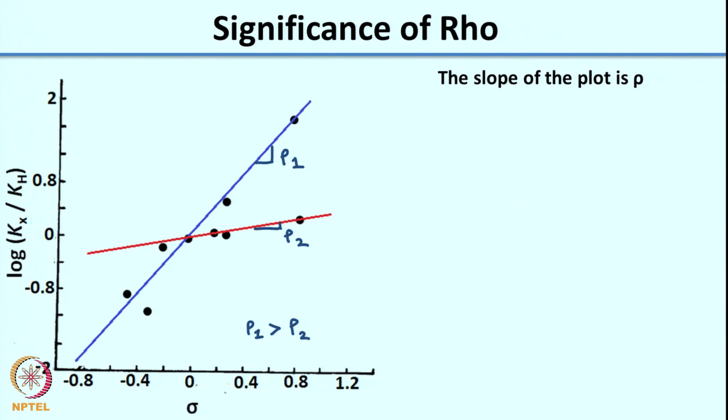So what that means is, on your x axis, as I told you, anything greater than 0 corresponds to electron withdrawing groups, and less than 0 corresponds to electron releasing groups. So when you have an electron withdrawing group, let us say these two points, the effect that you see in the case of reaction 1, where you have rho 1 as the slope, is much higher than rho 2. So in this case, you can say Kx is much more than Kh. Whereas in this case, what you see is Kx is almost equal to or just slightly greater than Kh.